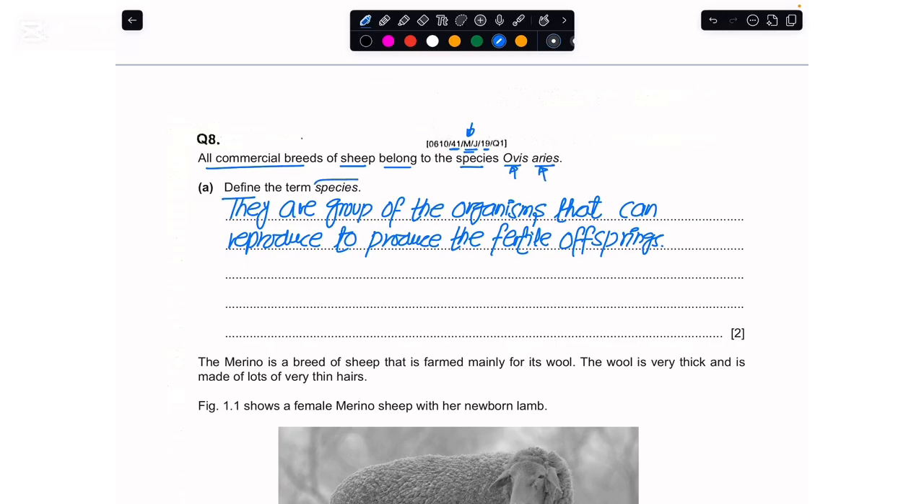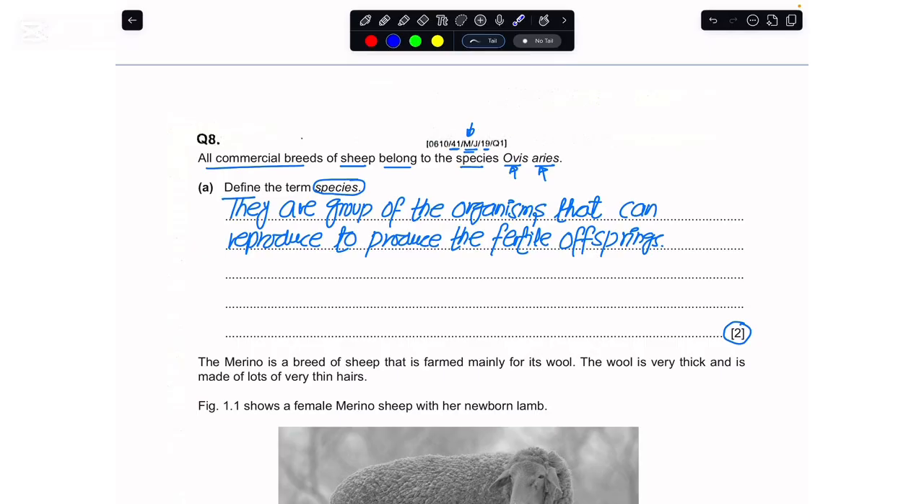Now they ask that you are required to define the term species, and the marks are 2. Now whenever we regard something as a species, as we human beings are the group of organisms that belong to Homo sapiens, the ability is that we can reproduce, and the offspring that we are giving birth to are also fertile. That means that when our offspring grow to the age of puberty, they can again give rise to offspring that would be fertile and can make new offspring.